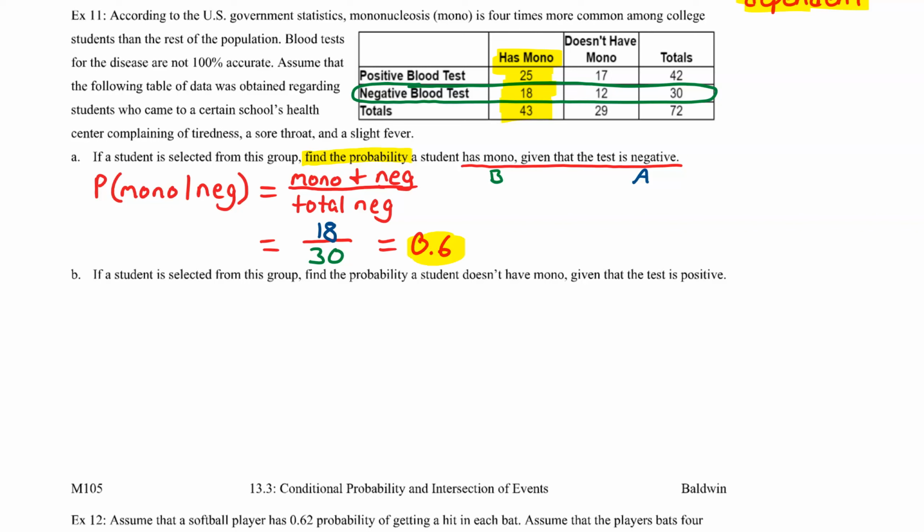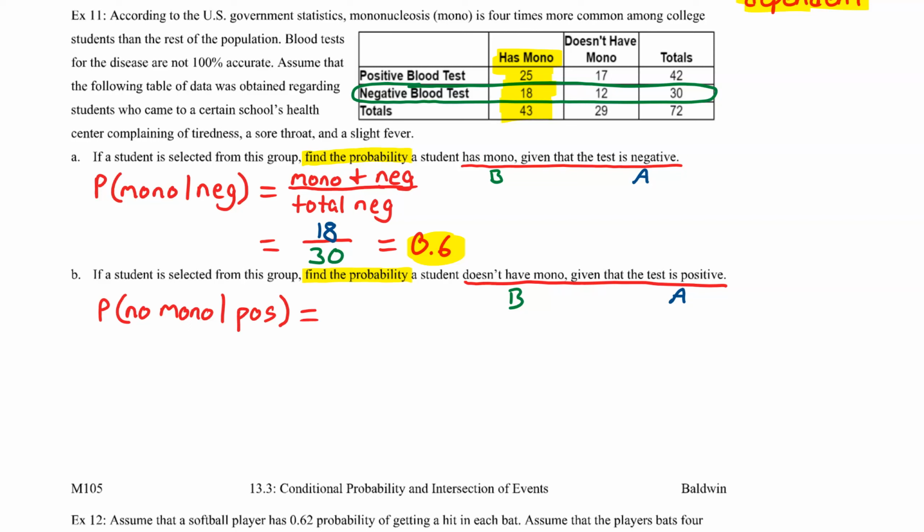Okay, the second one we have says a student is selected. We're looking for the probability that the student does not have mono given that the test was negative. So again, we're looking at they tested positive first, that's event A, and then from there we're focused on how many don't have mono. So no mono given positive.